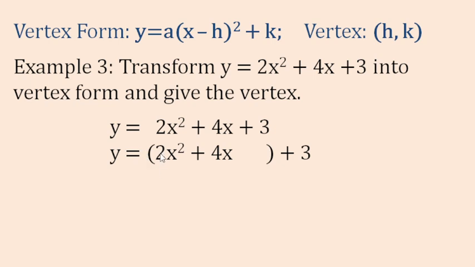We can do that by factoring, but be reminded that this 4 will be affected. So it looks like this. If we multiply back, 2 times x squared is 2x squared. 2 times 2x gives you 4x.